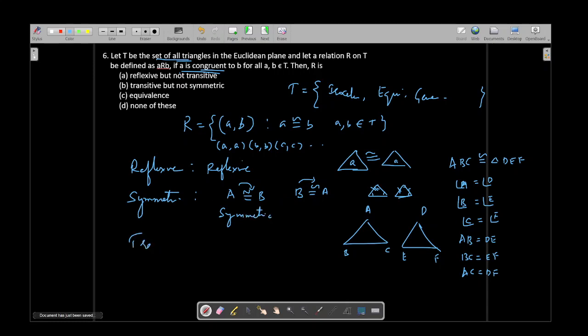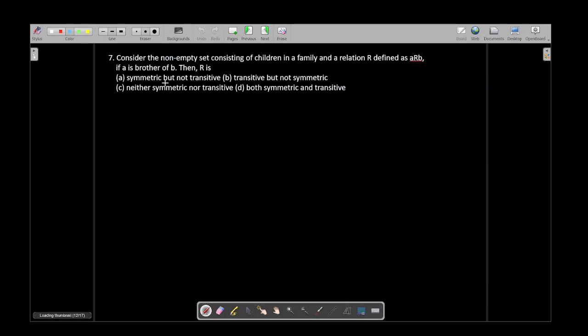Next, for transitivity, if A is identical to B and B is identical to C, then A must be identical to C, because all these triangles will look the same. So this is an equivalence relation. Let's move on to the next problem.